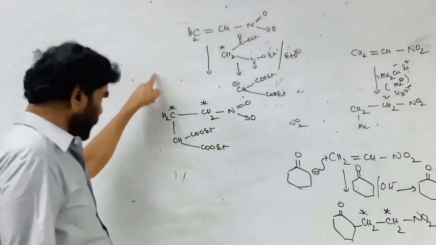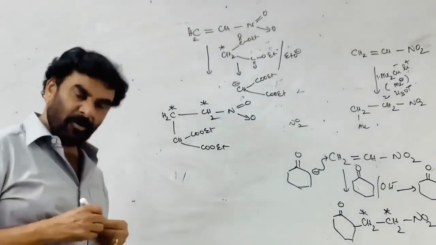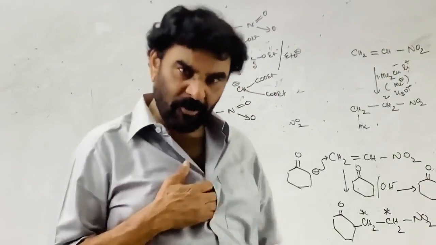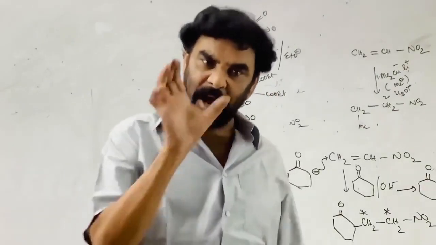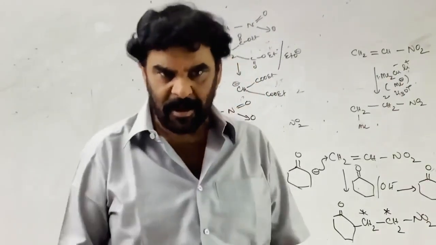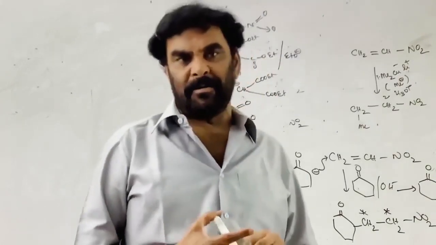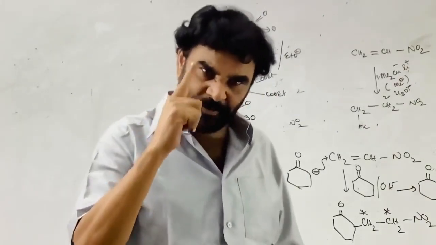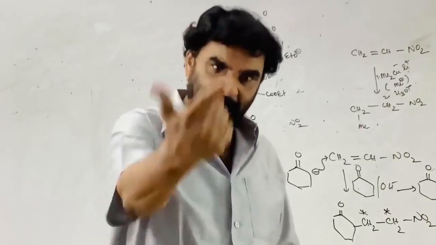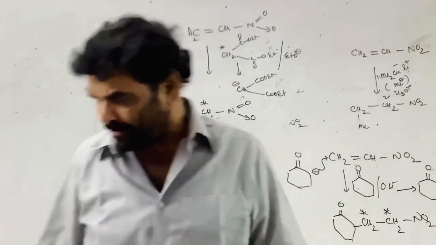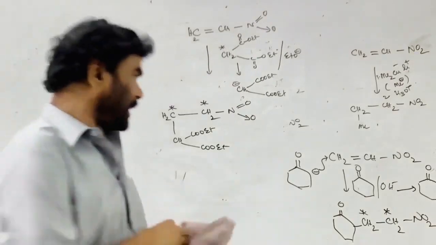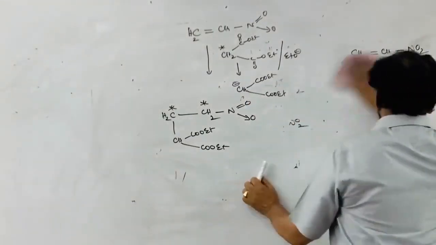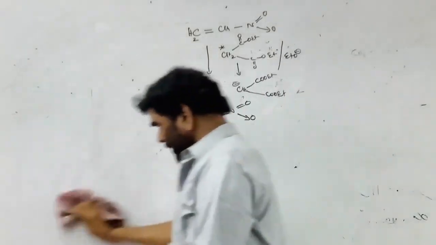So that is a nucleophilic addition reaction on the activated carbon-carbon double bond, where the nucleophile is a carbanion. That is called the Michael addition. So many nucleophilic addition reactions are possible.